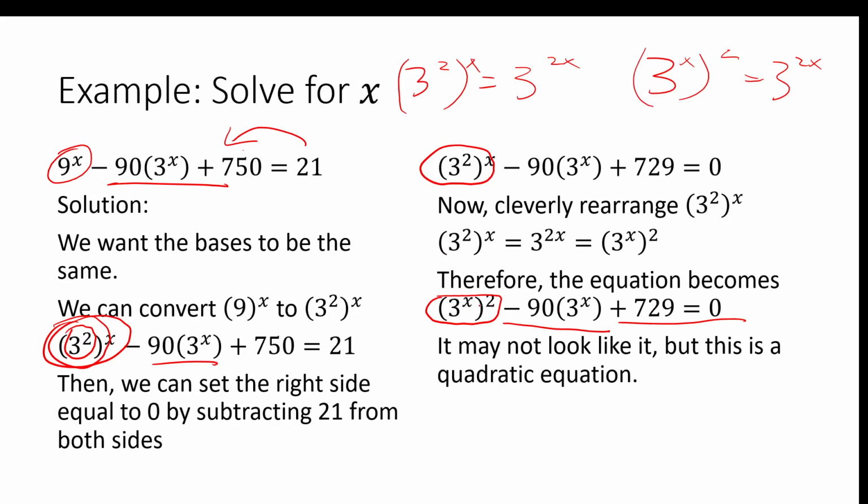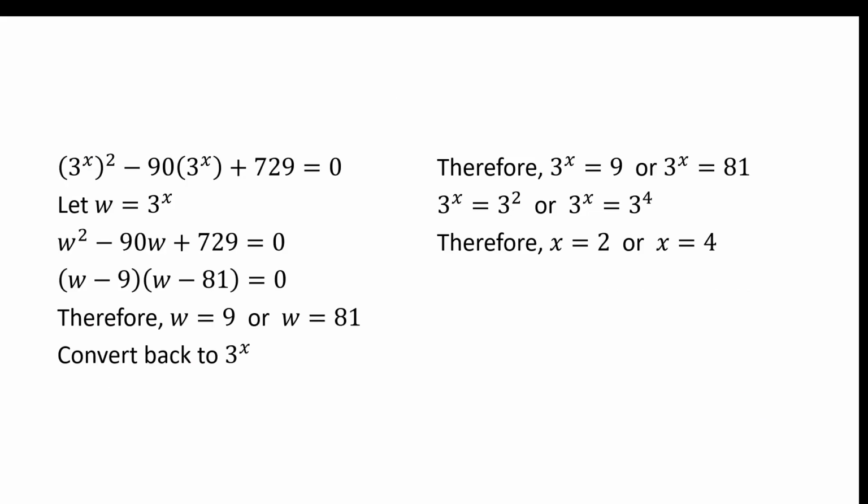Now, on first glance, it might not look like it, but just imagine that 3 to the x was equal to w. Then 3 to the x quantity to the 2 would be w squared. 3 to the x would be w. And we would actually have a quadratic, and we could solve by either factoring or using the quadratic formula. So that's what it says here.